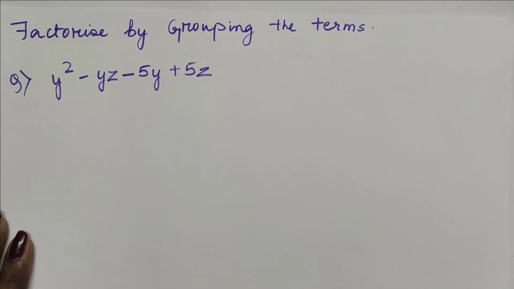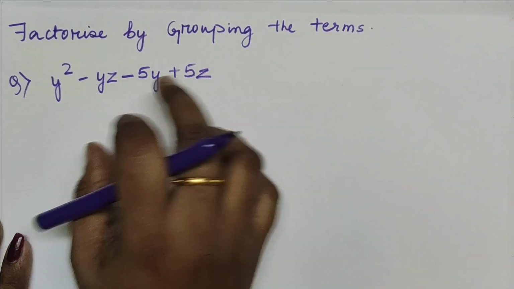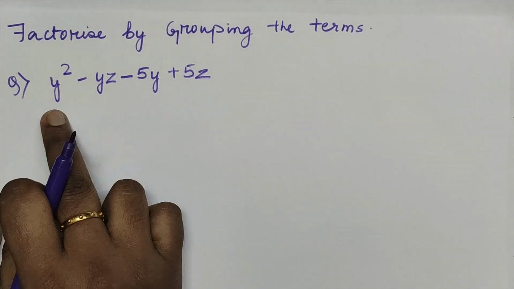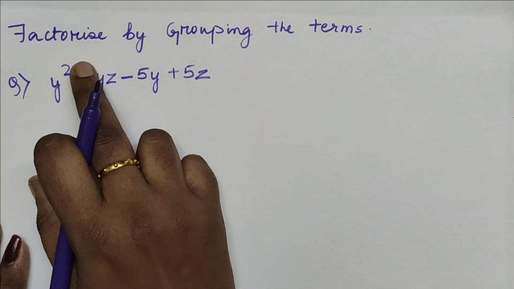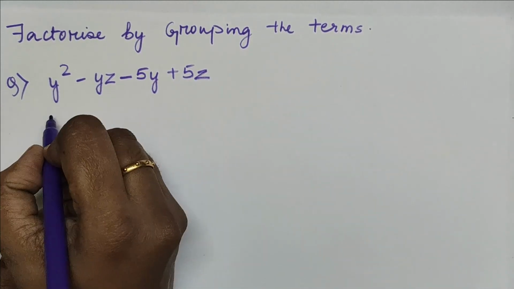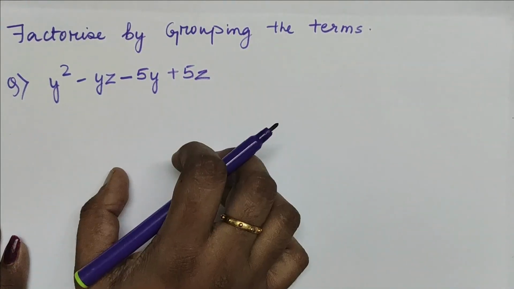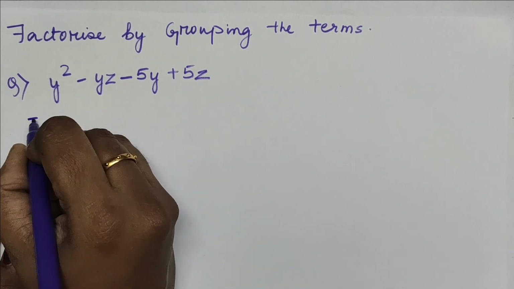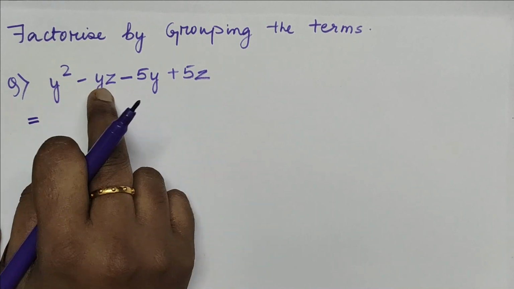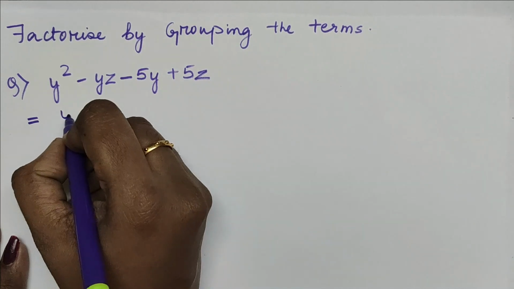The next method of solving will be by grouping the terms. First method was by taking the common factors. Now here we will learn to group the terms so that we can easily solve it and factorize it. So here I have taken the question y square minus yz minus 5y plus 5z. So I can arrange the terms so that I can make groups of 2 easily and try to factorize. Suppose you can see y is common here, and here 5 is common in these two terms. So let us just try to rearrange a bit.